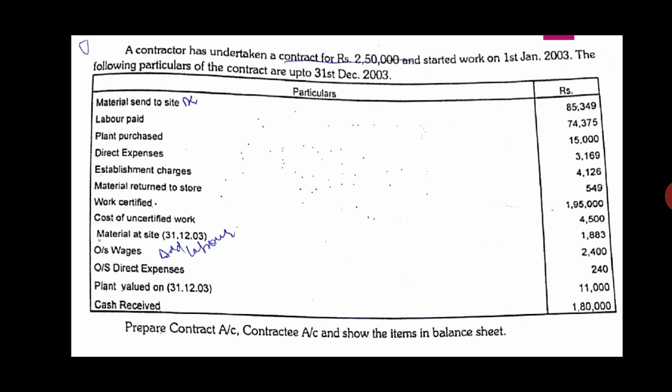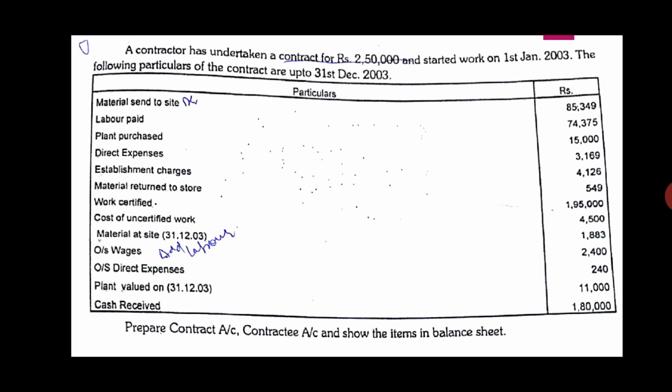So it is debit. Labor paid, debit. Plant purchase means only a cost, which is debit. Direct expense, debit. Establishment charges, debit. Material returned to store, it is credit. Work certified goes on the credit side under the heading of work in progress. Cost of uncertified work: so WIP is the sum of work certified and work uncertified.